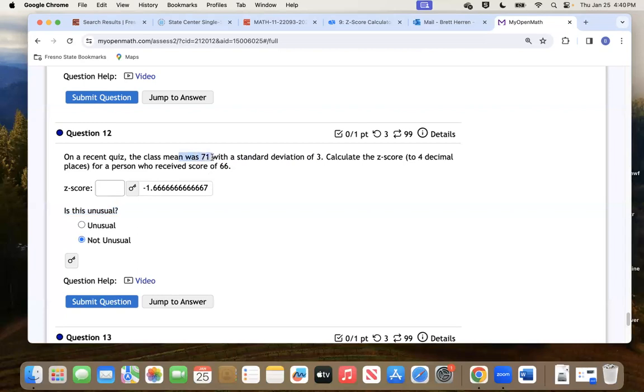So the average is 71, and the typical distance from the middle was 3. This person who got 66 was almost 2 typical distances below the middle, negative 1.6, which is not unusual. If they were more than 2 jumps below the middle, that would have been unusually bad. And so there we go.